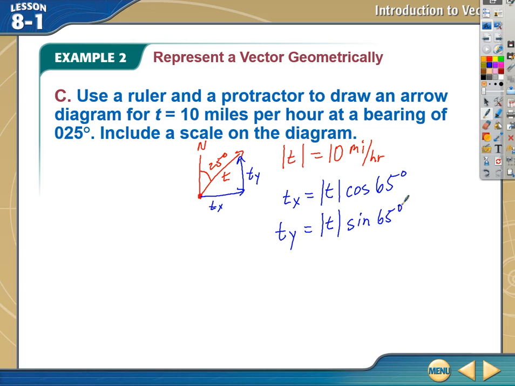Now you might be asking yourself, hey, why is it cosine for x and sine for y? Excellent question. The reason it is cosine for x and sine for y is the whole unit circle. Remember, cosine was the x's and sine was the y's. All right? So let's see what's next. Let's see if we get anything more difficult for us.